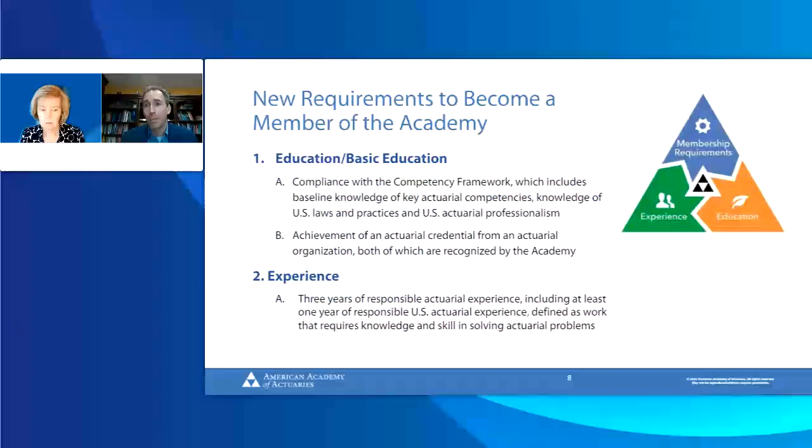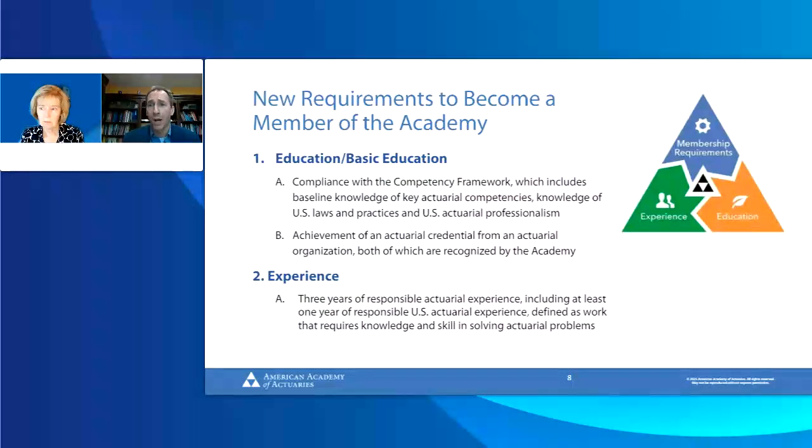So what are the new membership requirements? They're divided into two major categories. The first is basic education and overall education. And within that, there are two prongs. The first is the ability to state that you have satisfied the competency framework, which includes a baseline set of categories of actuarial competency. The second is that, again, the Academy does not have credentialing exams of its own.